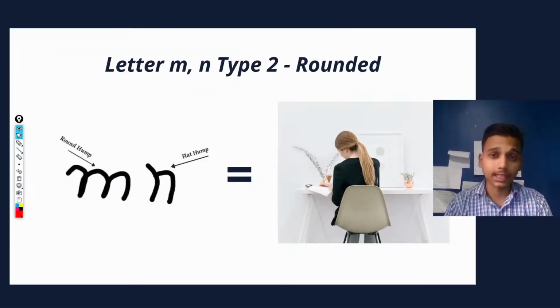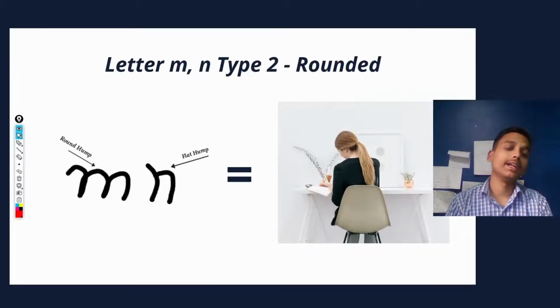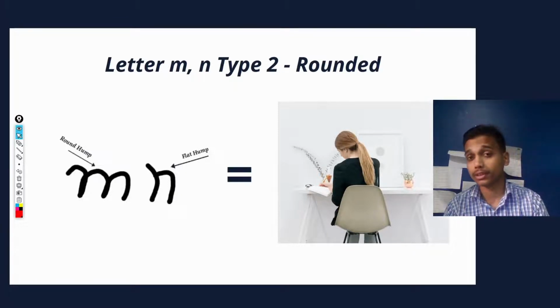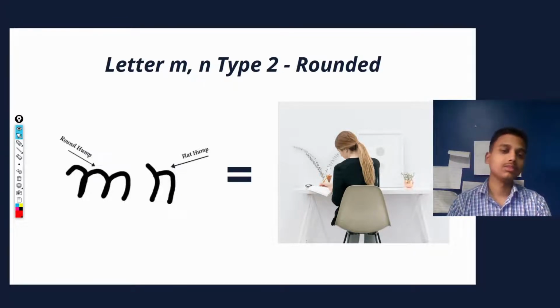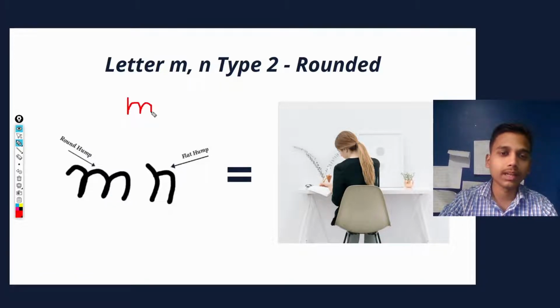Hello everyone, this is Akhilesh Bhagwat from Graphology Made Simple, and right now we are going to study an interesting letter type, which is letter M and N, type 2, rounded ones. It's very simple. Here you can see that letter M and N is rounded in nature. Normally you will find that letter M is written like this, yet here it's in a rounded way. Here too it's in a rounded way.